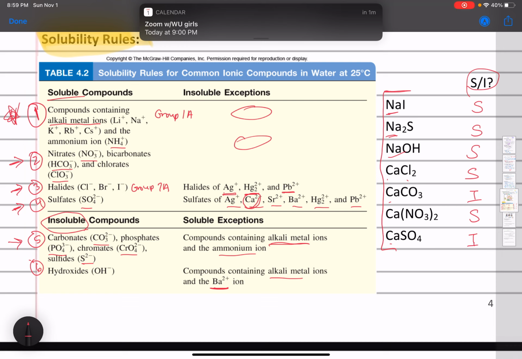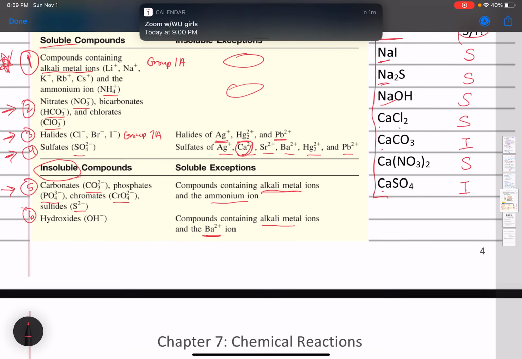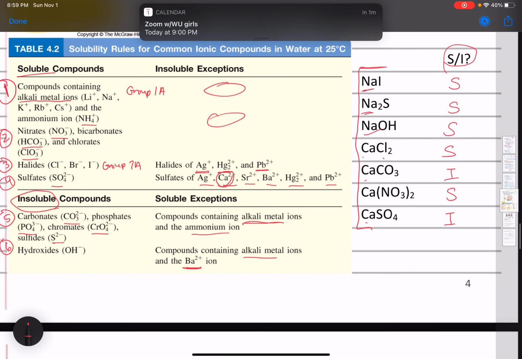So if a salt is insoluble, it stays solid. It doesn't dissolve in solution. Any type of soluble salt will be aqueous in solution, and an insoluble salt will be solid in solution.